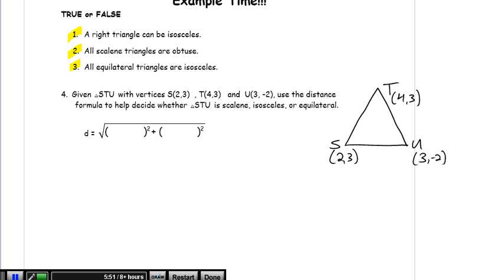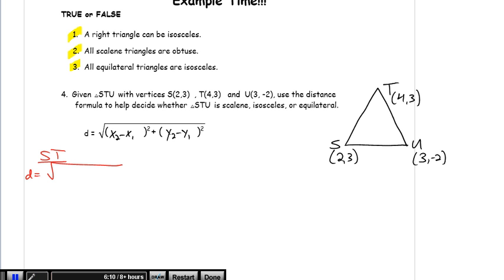So what we're going to have to do is use that distance formula that hopefully you remembered, or you have it on your cheat sheet. We're going to have to use it 3 times. So let's go ahead and use it for ST first, and I'll help you guys with that one. And then I'm going to let you guys do the other 2. So make sure you're paying attention on this first setup.